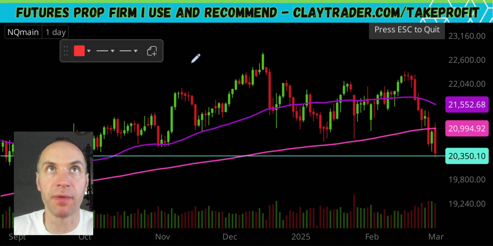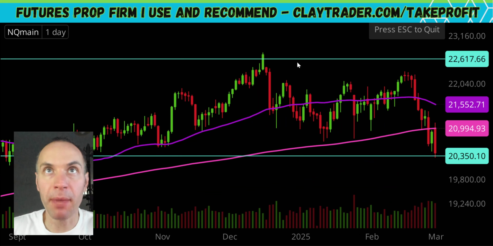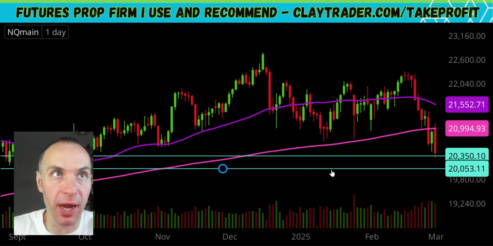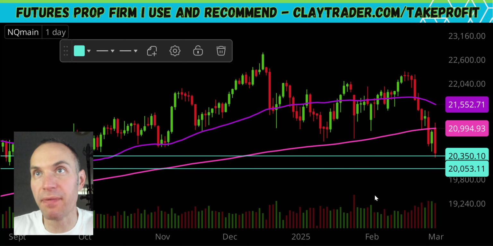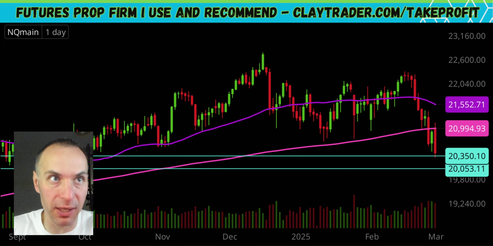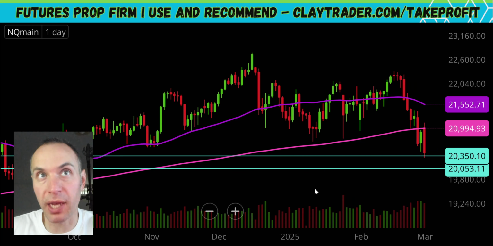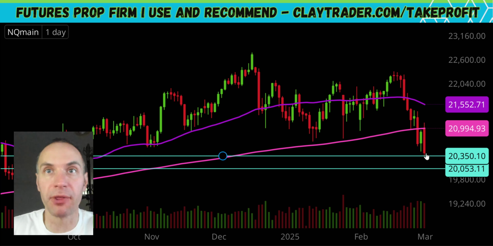So I'm going to get rid of that, and we can go and see where the next potential area of support may be residing, and that is down here at the 20,050 mark. So that's going all the way back to mid-September. So like I said, we are talking about multi-month lows now that were established after today.